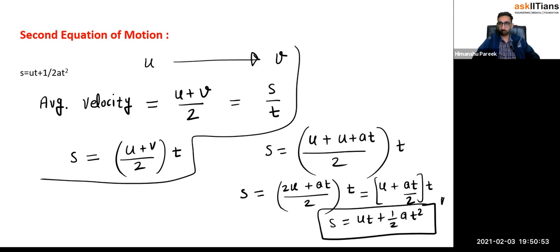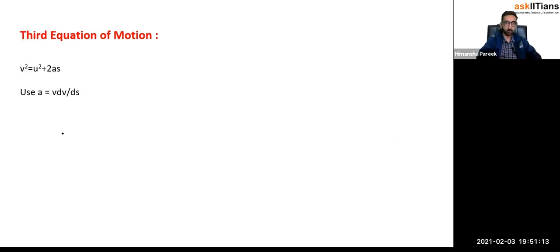I hope you have got my point. So that's s = ut + ½at². Simple. Write down average velocity, then replace velocity from there, the final velocity. That's it. Now I'll start from here only: (u + v)/2 multiplied by t. That's the total displacement for the derivation of the third equation of motion.